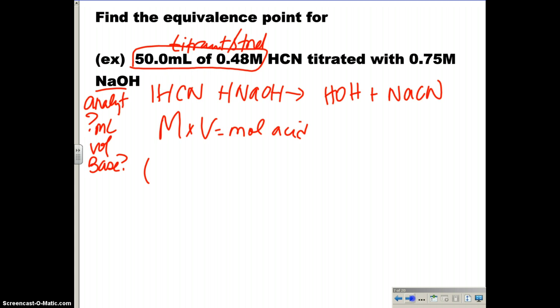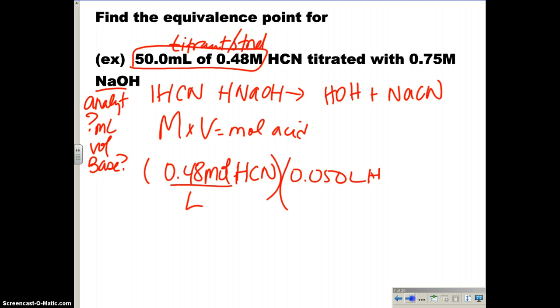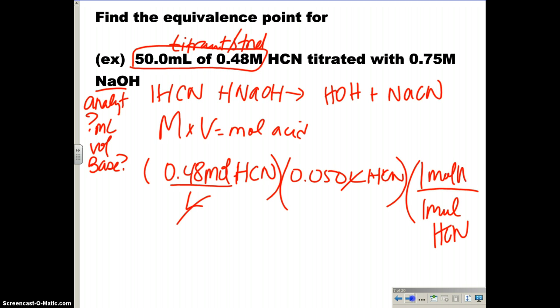So here's our molar concentration, 0.48 molar, moles per liter of the HCN. Sorry, bad habit of acids that way. And then you have your milliliters used, which I'm going to convert to liters, so 0.050 liters of HCN. And then your mole-mole ratio. So far we've canceled out our liters.